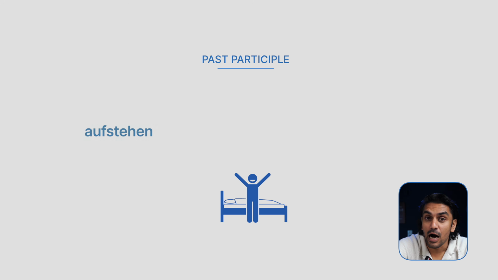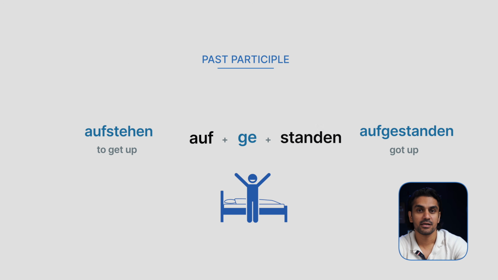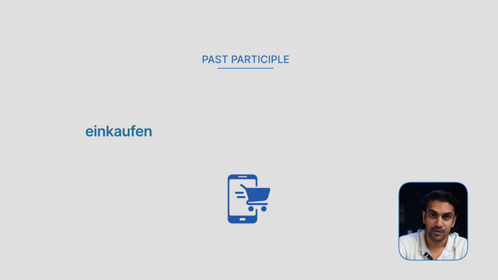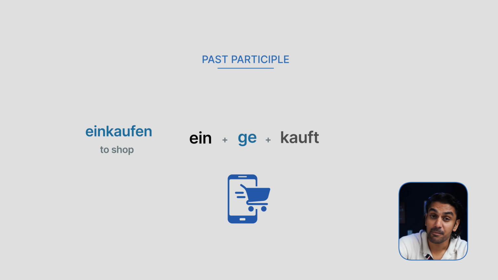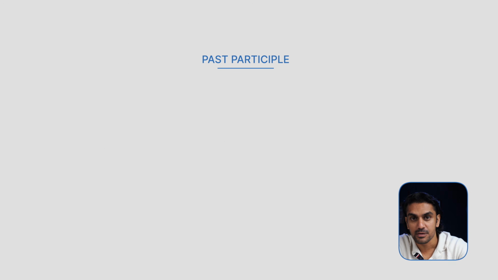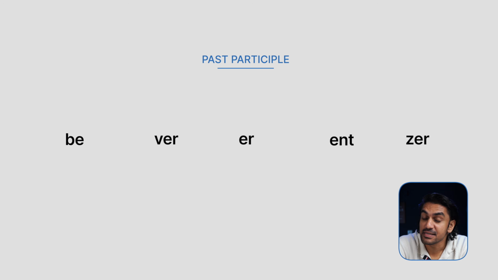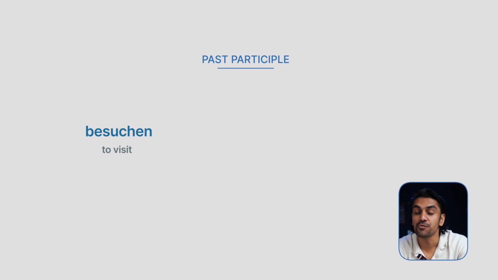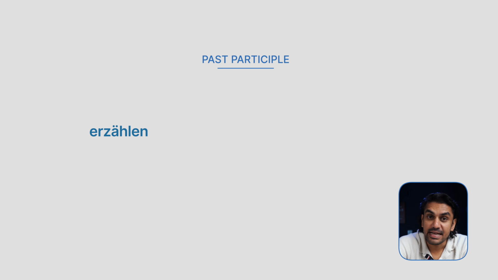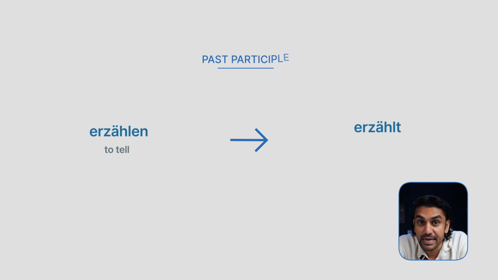Now another verb is aufstehen, or to get up, and in the past participle form it becomes aufgestanden, or got up. Another one, einkaufen, or to shop. In the past participle form it becomes eingekauft, or shopped. And then there are some verbs that start with an inseparable prefix such as be, ver, er and ent. And they also don't get the ge prefix. For example, besuchen, to visit, becomes besucht in the past participle form. Verstehen, to understand, becomes verstanden, understood. Erzählen, to tell, becomes erzählt, told.